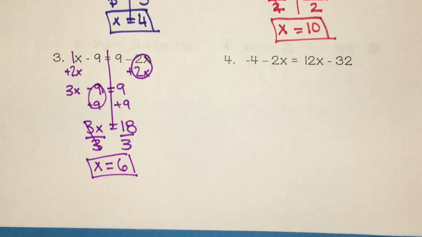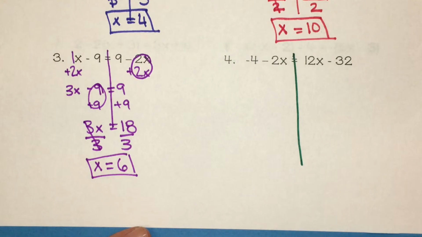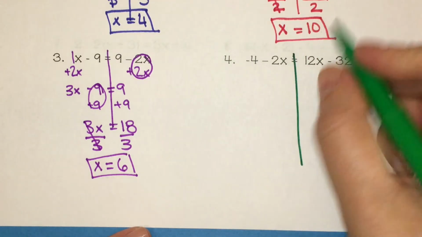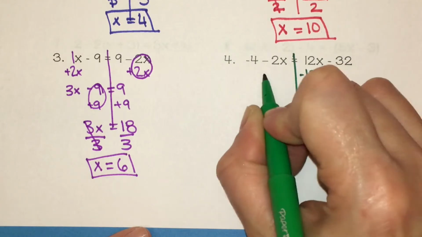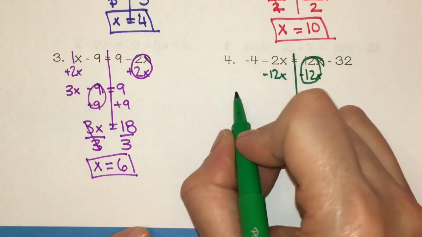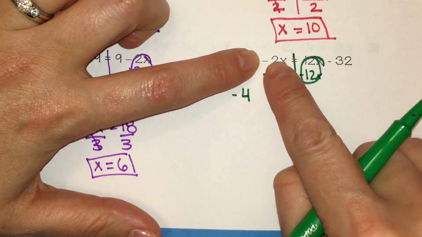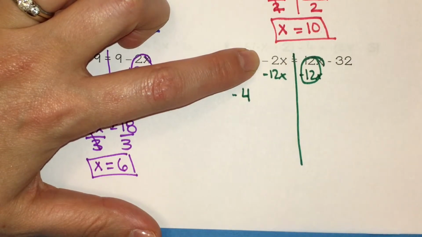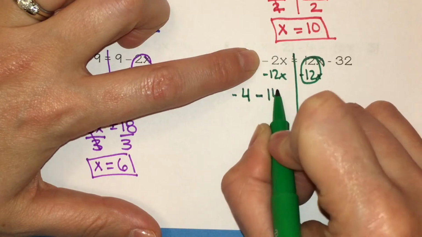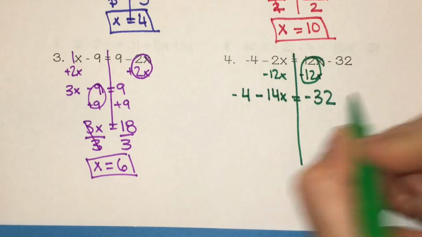Over here, last one on this side, I'm going to move my 12x over as positive, so I'm going to subtract 12x from both sides. 12x minus 12x is 0. We're going to bring down this negative 4. When I'm combining, I have to remember that this 2x has a minus in front of it, so I have to treat it as negative 2x minus 12x is negative 14x equals negative 32.